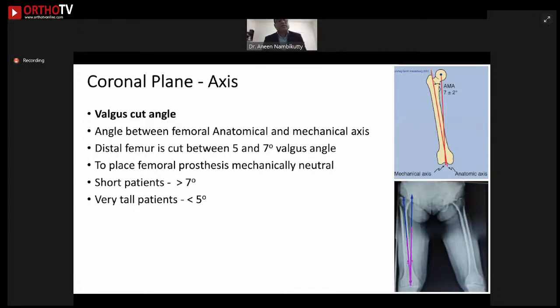The valgus cut angle is nothing but the difference between the mechanical and the anatomical axis of the femur. The distal femur is cut usually at around 5 to 7 degrees of valgus to put the femoral prosthesis mechanically neutral. But when you have short patients, you have to increase the valgus to greater than 7. And when you have tall patients, you have to reduce it.